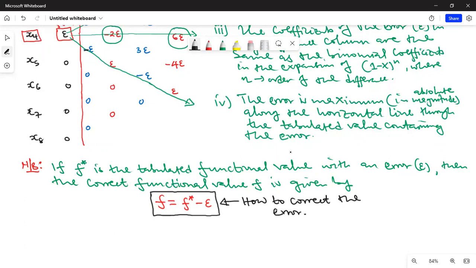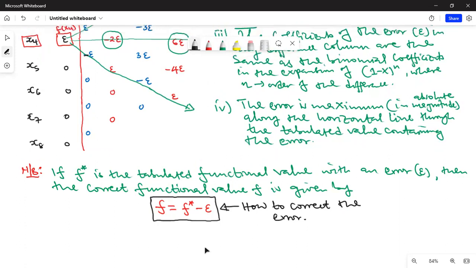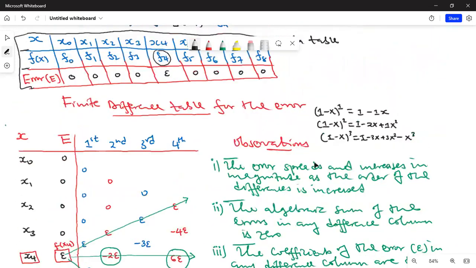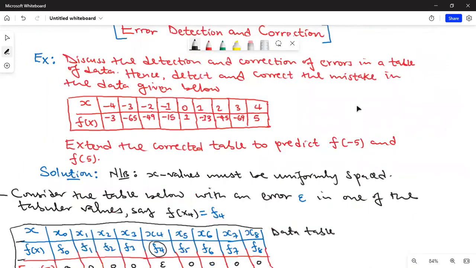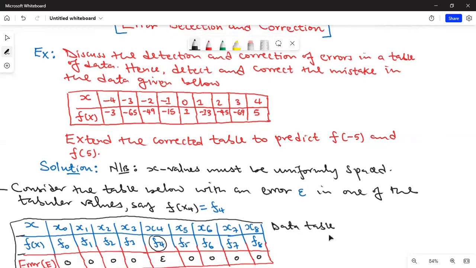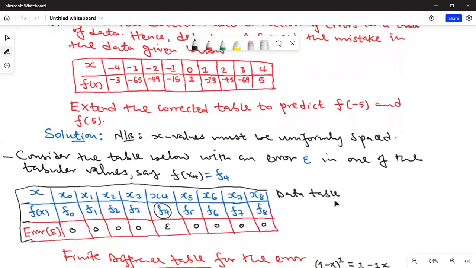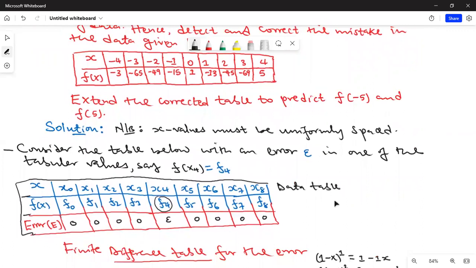So, having discussed those ones, let's now answer the question. Look at our question, because already we have discussed everything that entails error detection and correction. Now, let's go back to our question. We are asked to detect and correct the mistake in the data given below. This is the table. So let us draw it and then see how to detect the error and also how to correct the error. So I'm going to draw the table.